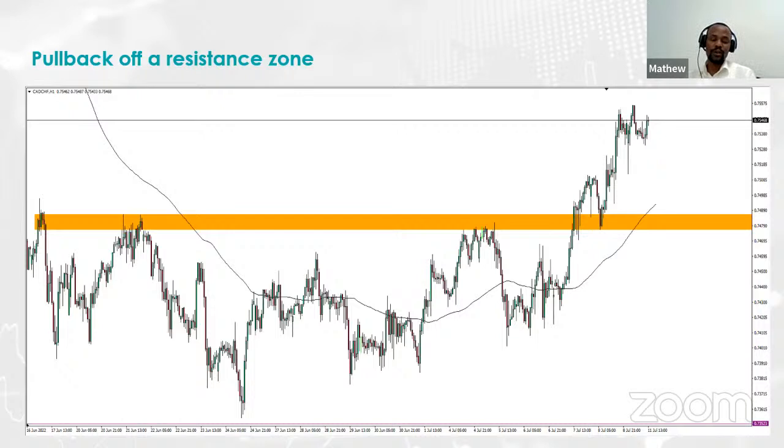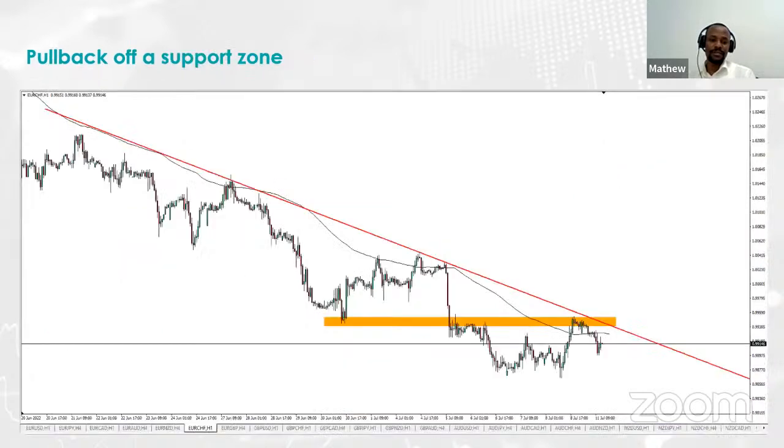And if you're looking for confluence, in this example, we have a moving average, and you can see the price is resting above the moving average. Edwin, you wanted to add something?